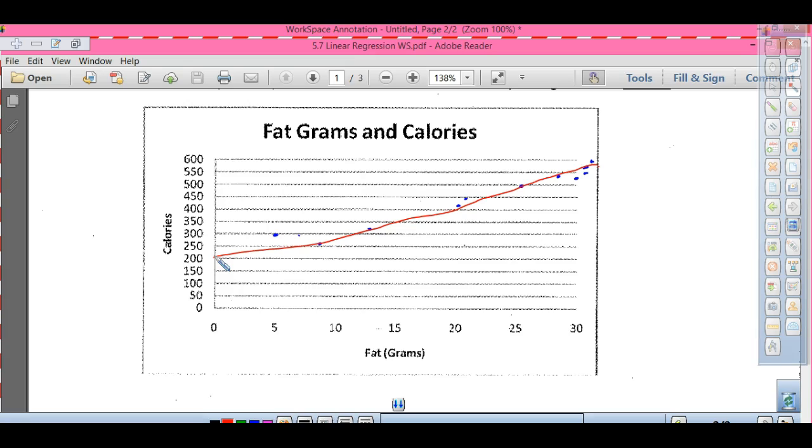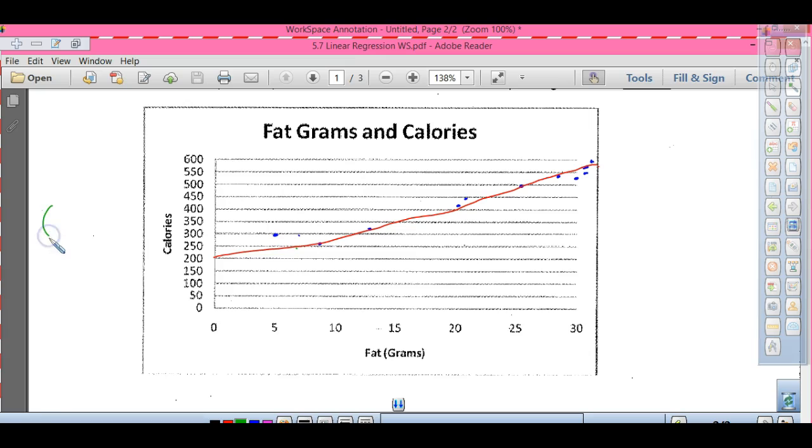All right, number 4 says that we have to choose 2 points on the line. Now, here's the deal. Would we choose this point? No, because it's not on my line. Would I choose this point? No, it's not on my line. Do I have to choose any of the blue points? No, I don't have to choose the blue points. I can pick anything on the red line. So if I wanted to choose this part right here, I could.